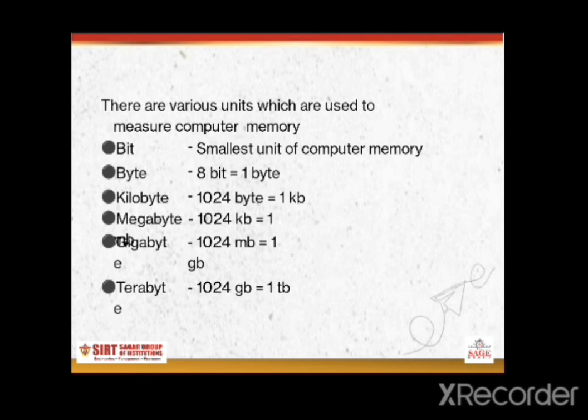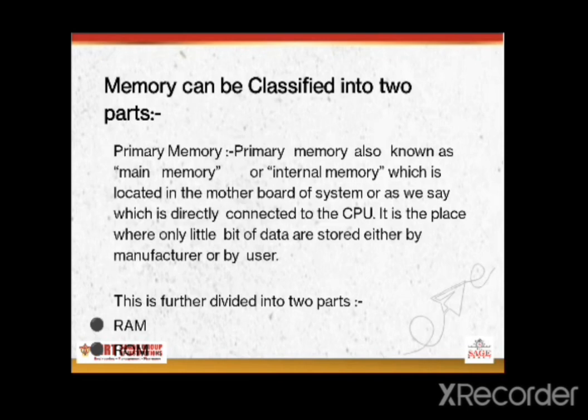If I'm talking about the kilobyte, then 1 kilobyte is equal to 1024 bytes. And for the megabyte, 1024 KB is equal to 1 megabyte. In gigabyte, 1024 MB is equal to 1 gigabyte. And for the terabyte, 1024 gigabytes is equal to 1 terabyte. So we can say that the bit is the smallest unit, and the terabyte is where we can store a large amount of data. Now memory. As I already told, memory is a place where we can store information.